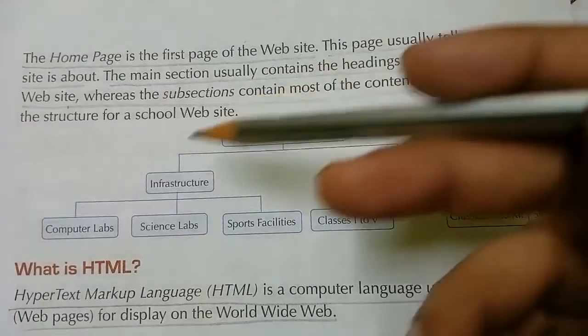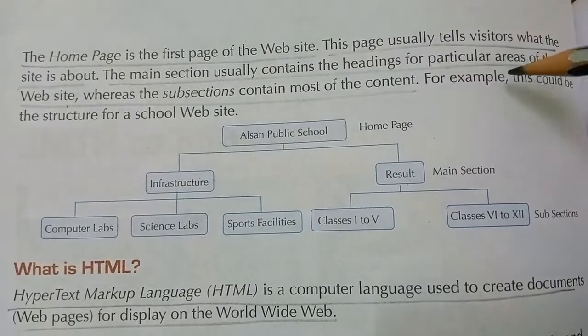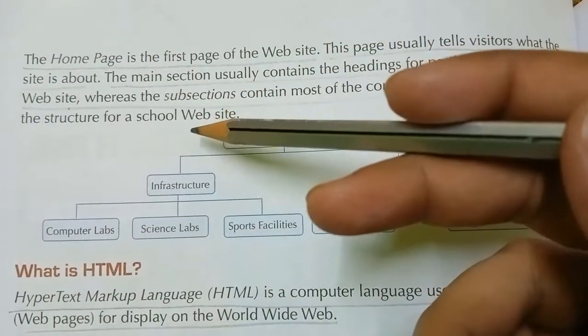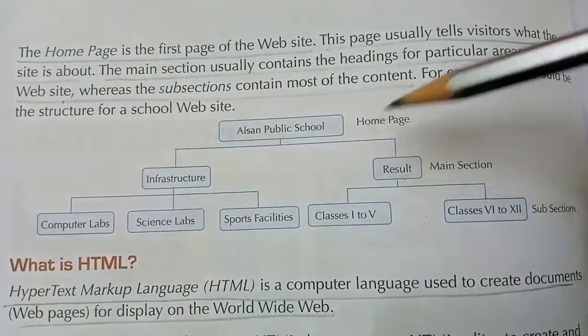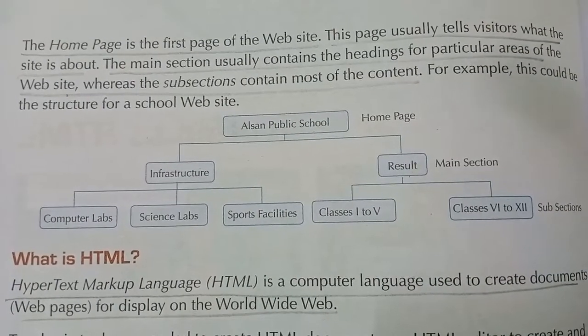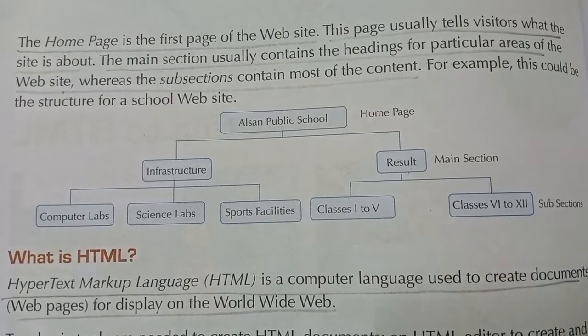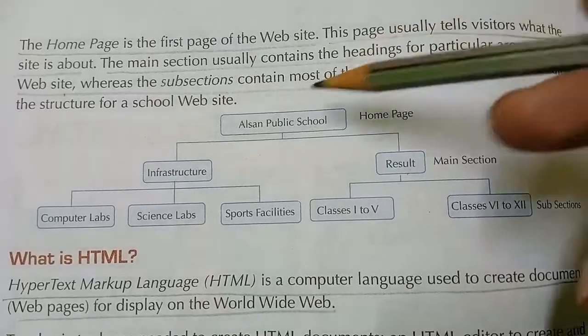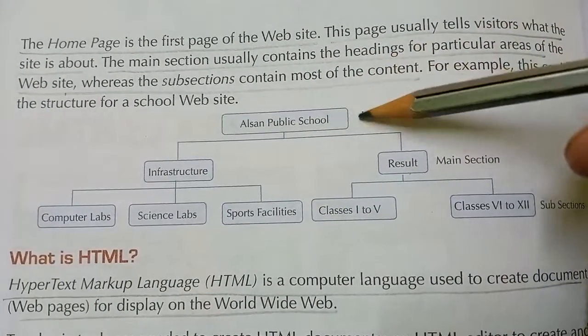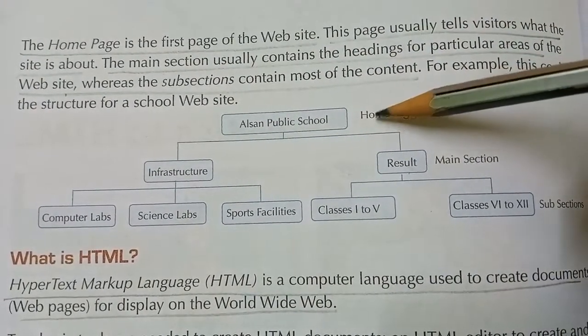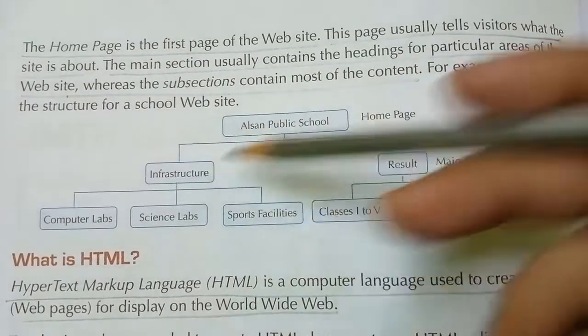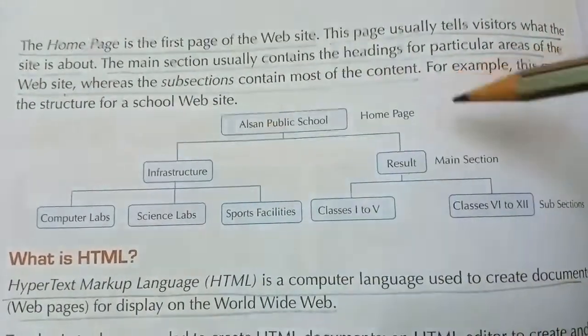For example, this is the example of a website of a school. Okay, so you have to make this when the question comes to explain the three main sections of a website, and you have to explain by this diagram also. So this is the home page, Elson Public School. This is the home page of the public school. Then this is the main section, infrastructure and the result.